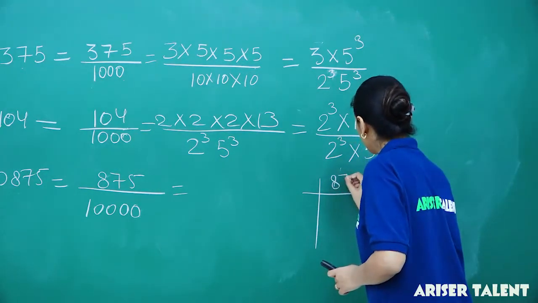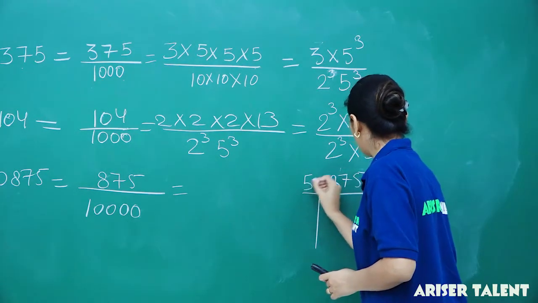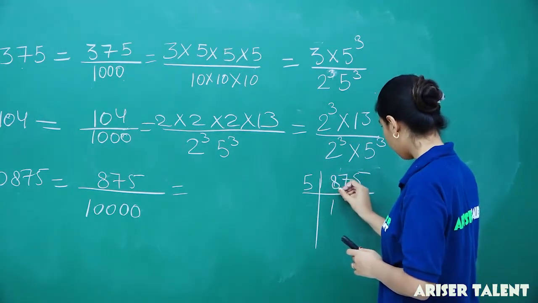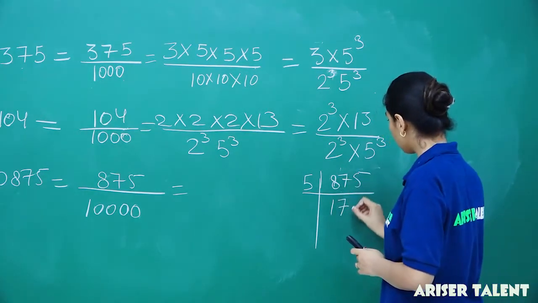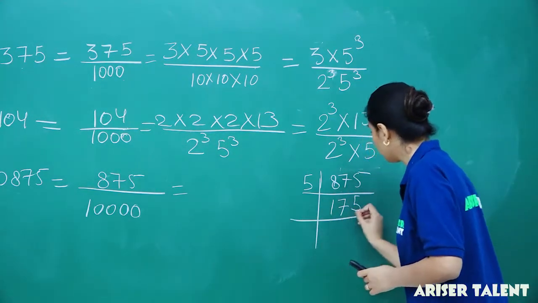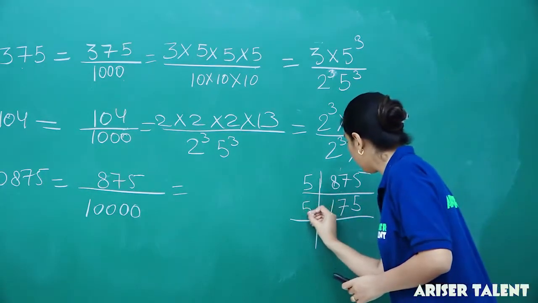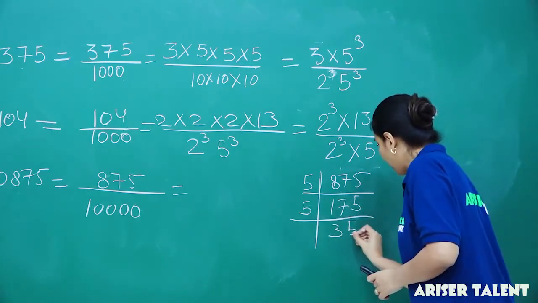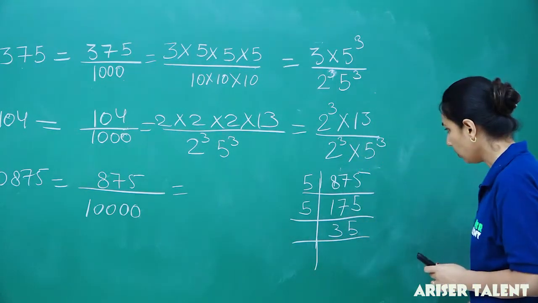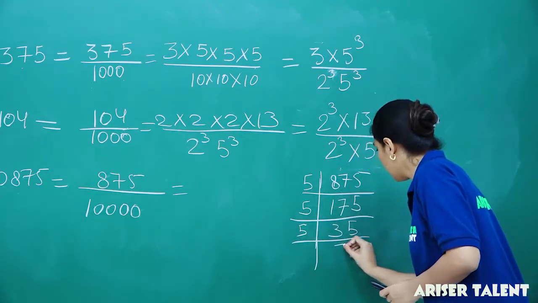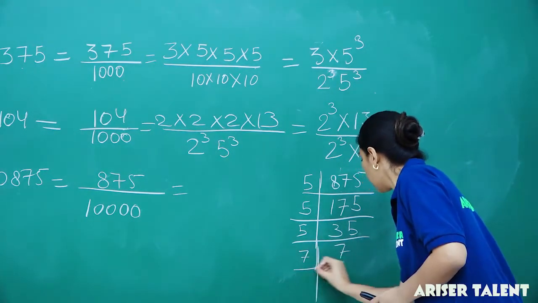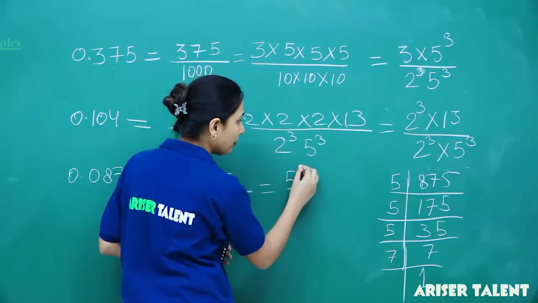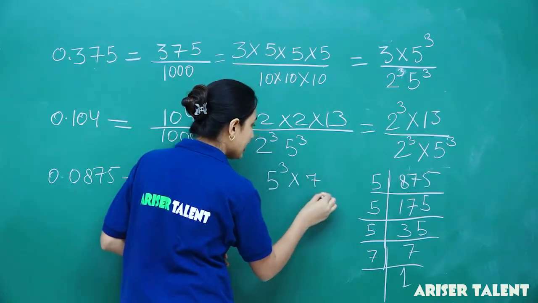So, factorization of 875: 5 times, 5 ones are 5, 3, 7, 7 times, 2 left, 5 times. Now, again with 5, 3 times, 5 times. Now, 5 times again, 7, okay, then 1. So, the prime factors will be 5 raised to power 3 multiplied by 7.